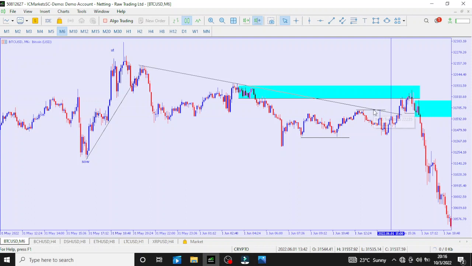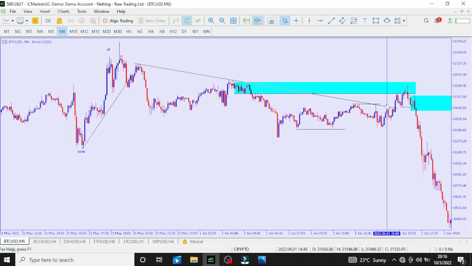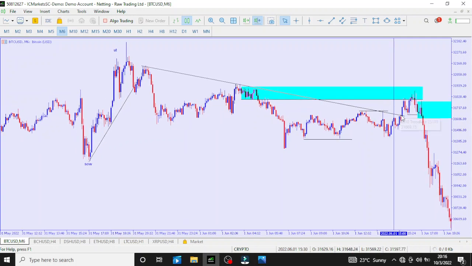It took all of the liquidity above. And remember, after the break of trend line, a lot of people expect to buy. And you see this hammer. A lot of people are buying at this point and they put their stop loss below.